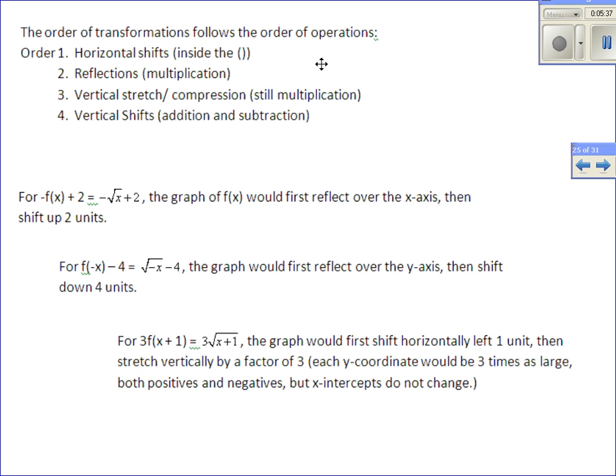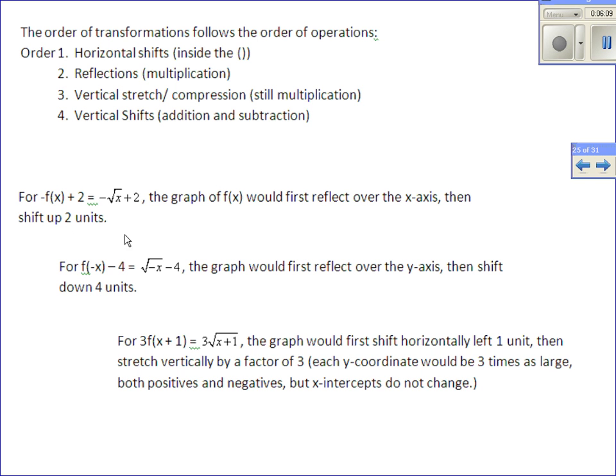The order of transformation follows the order of operations. The first thing that happens physically to the graph are any horizontal shifts, because those are inside the function, so anything that shifts it left to right. Then there are the reflections, because those are multiplications. Next, we'll have any vertical stretches or compressions, so that's still a multiplication operation. And then last, what's going to happen are the vertical shifts, which happen outside the function, and that's shifting it up and down with addition and subtraction.